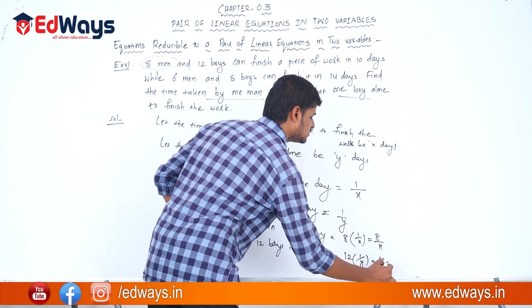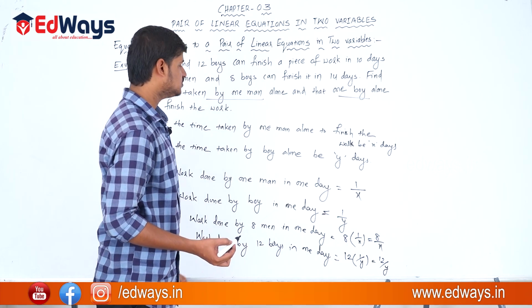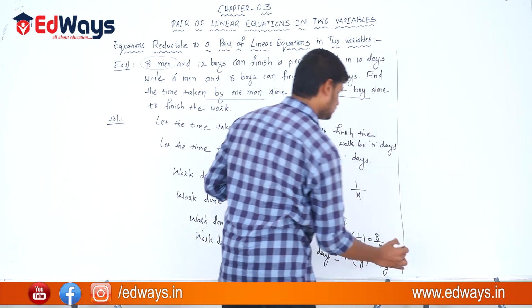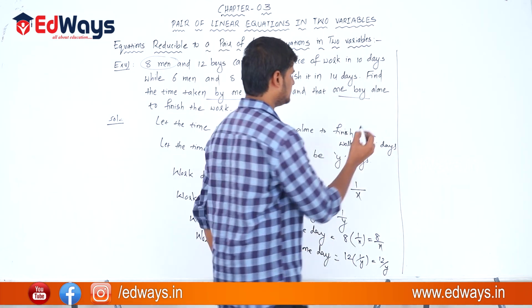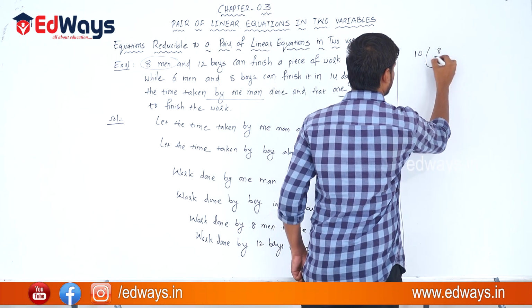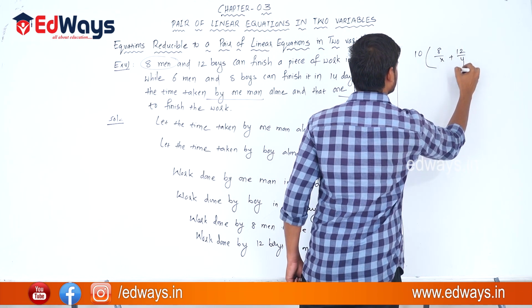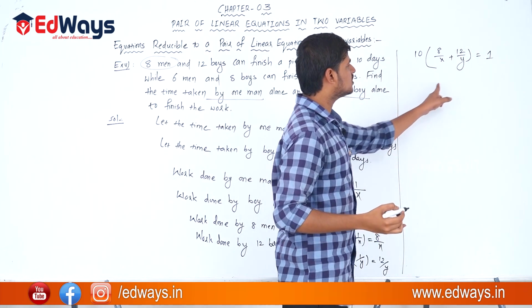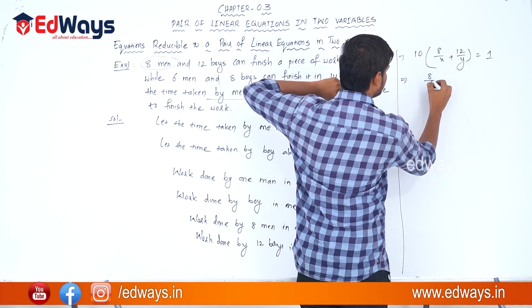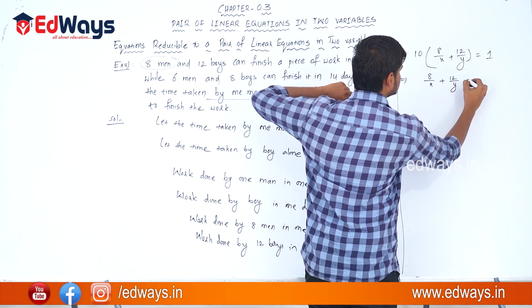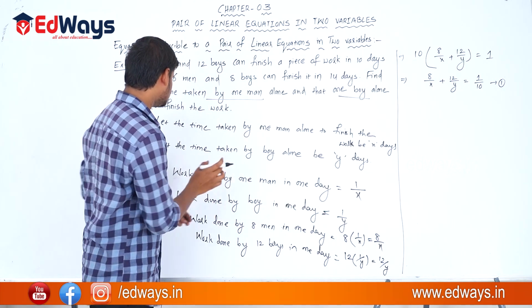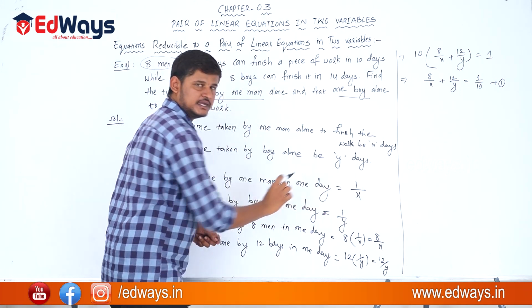So 12 into 1 by y is 12 by y days, right? They can finish the work in 10 days, they said. So that means 10 into the combination of their both, 8 by x plus 12 by y, they will finish the work. So total finishing the work is equal to 1, right? In that case the equation will become 8 by x plus 12 by y is equal to 1 by 10. Understood?